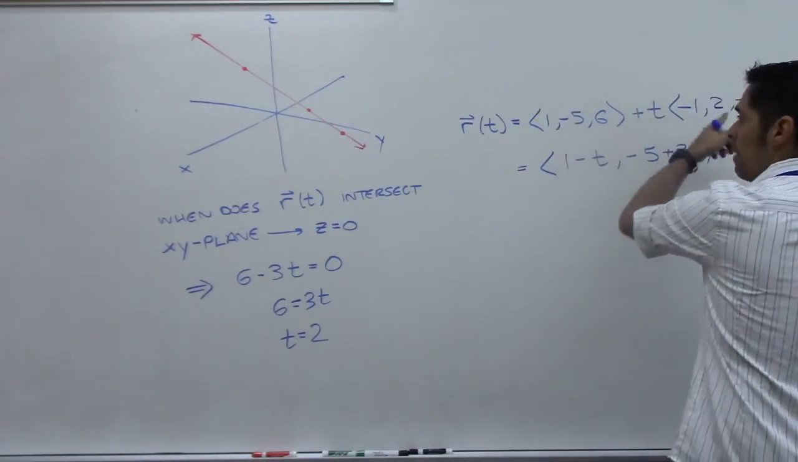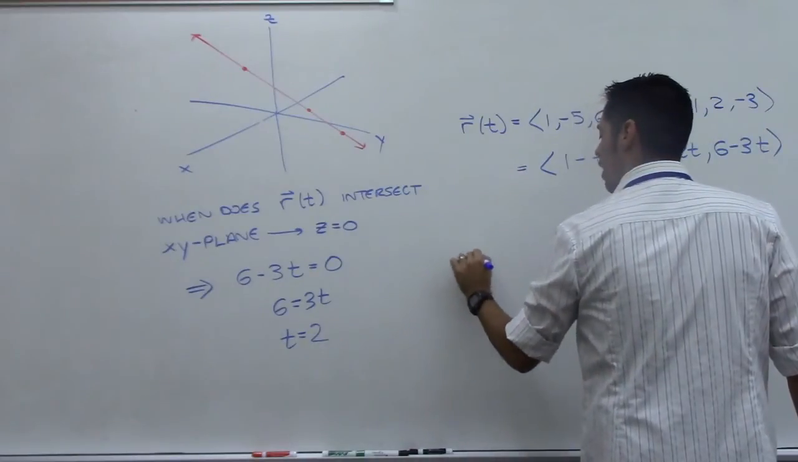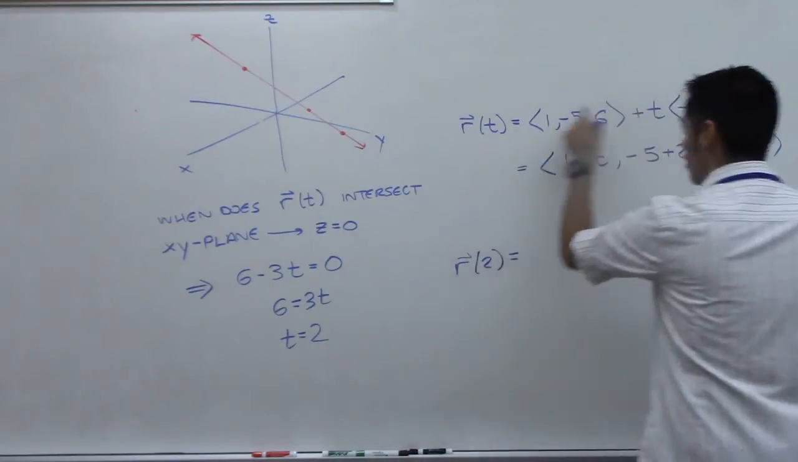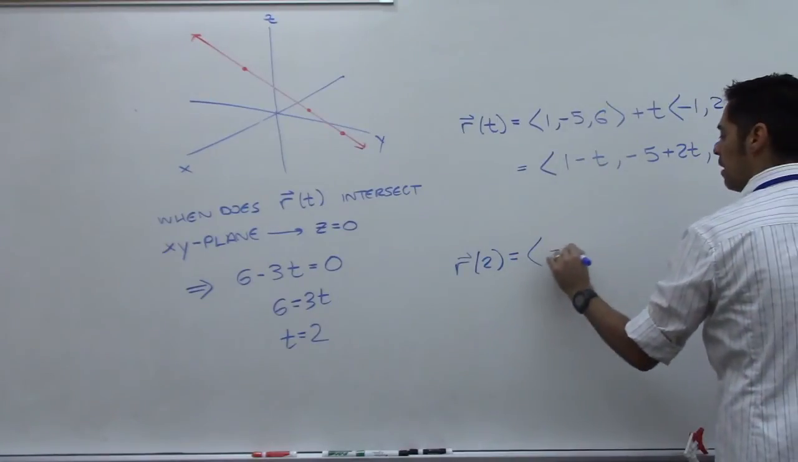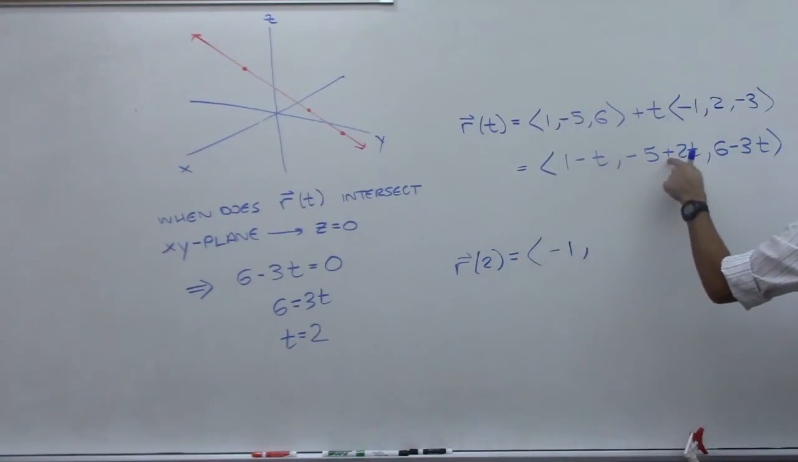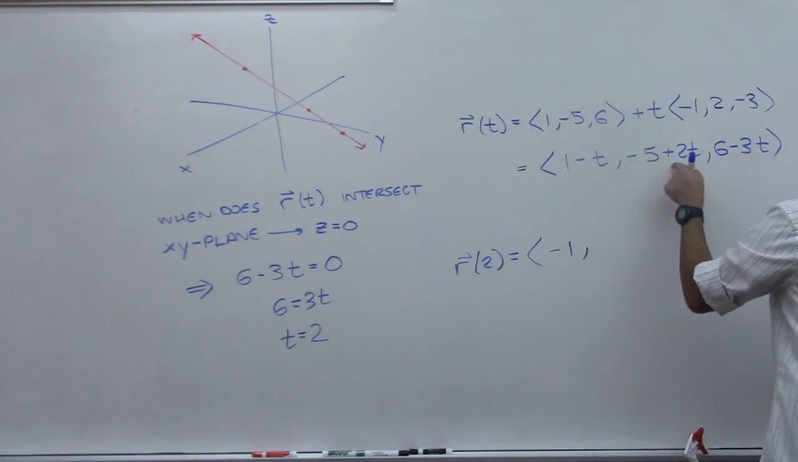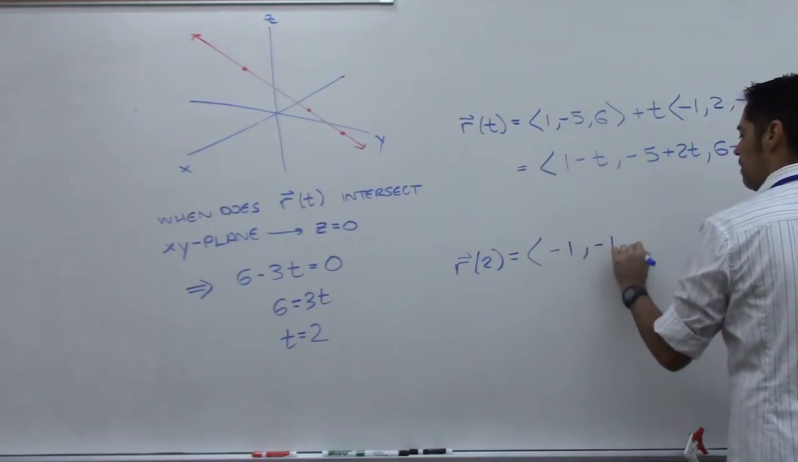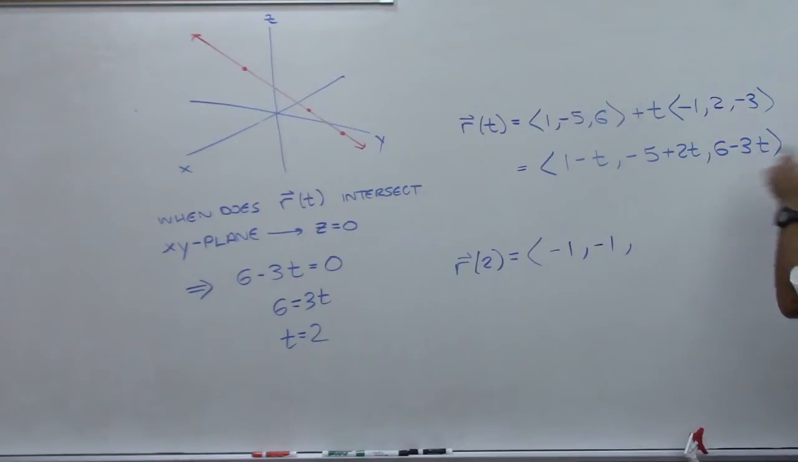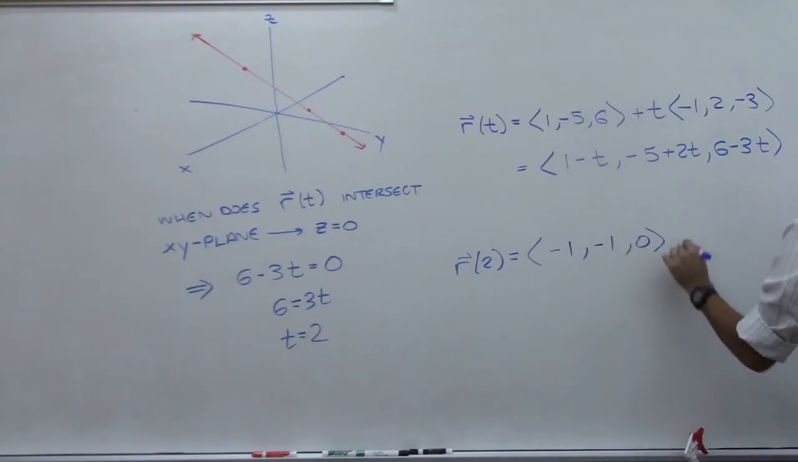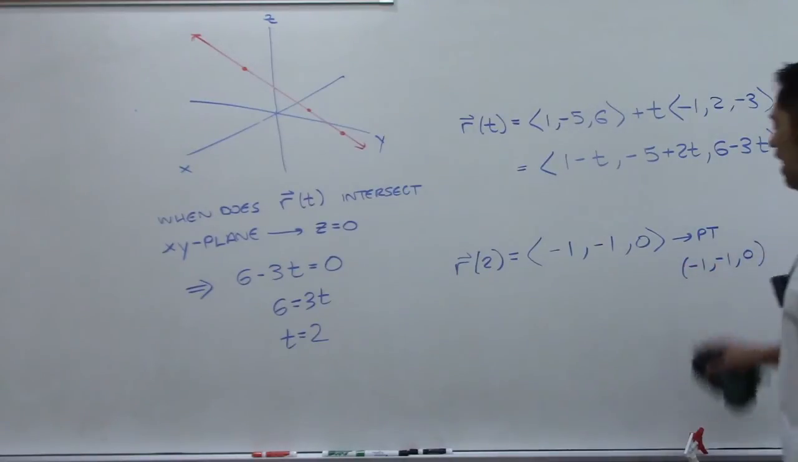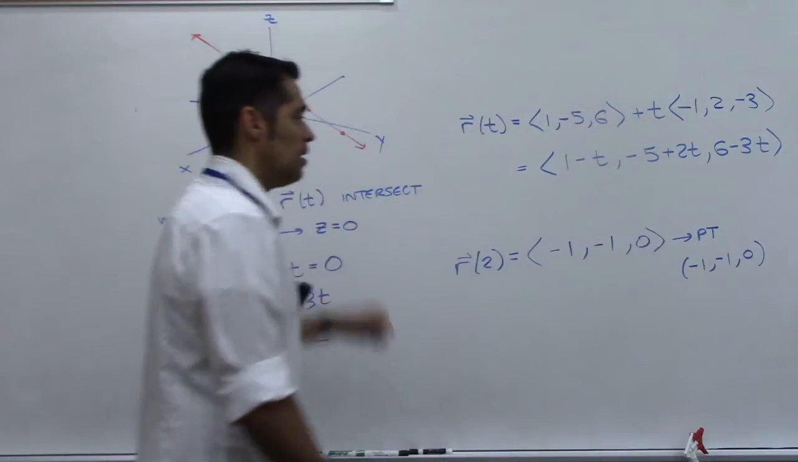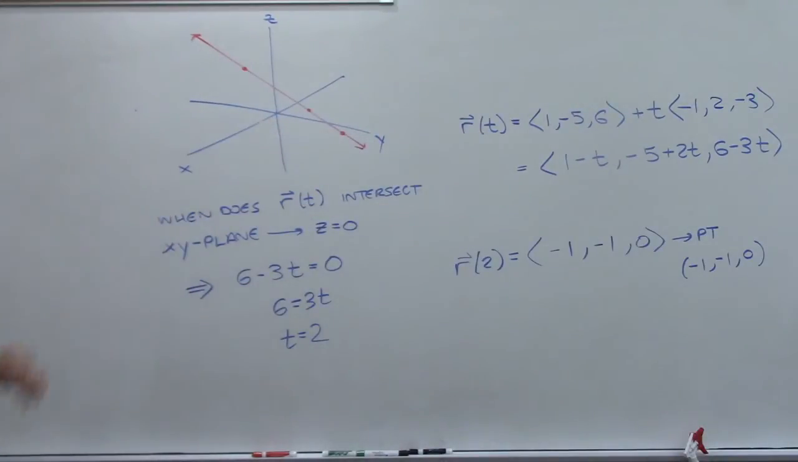So what I need to do is come back over to this and figure out where I am at 2. So plug 2 into the whole thing. I get 1 minus 2 is negative 1. Negative 5 plus 2 times 2 is 4, so negative 5 plus 4 is negative 1. And here we already know that when I plug 2 in, I get 0. Now I convert that to a point, and that's going to be the point negative 1, negative 1, 0. So that is where my line would punch through the xy plane.